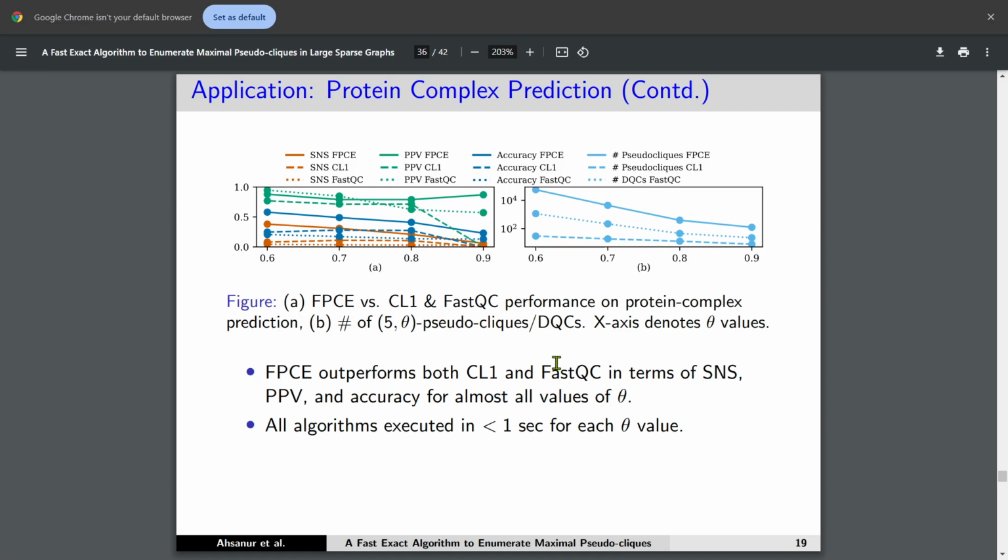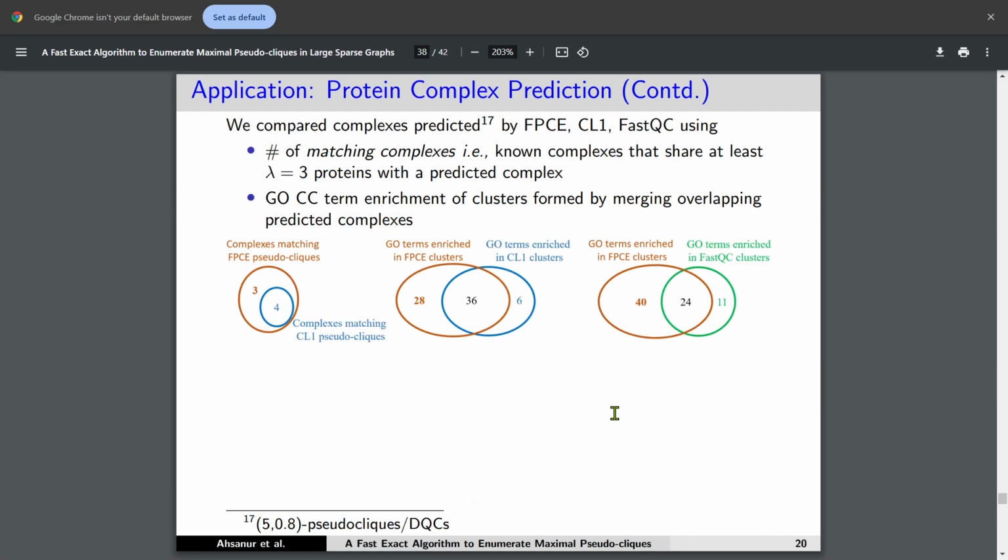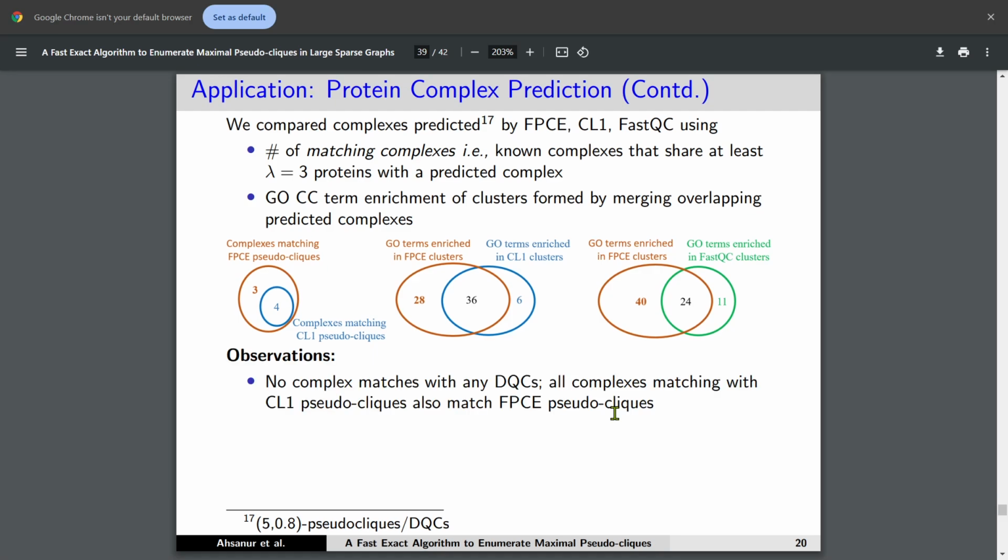Our results show that FPC outperforms both CL1 and fastQC in terms of SNS, PPV, and accuracy for almost all values of theta, while consuming similar execution time. Finally, we compared complexes predicted by FPC, CL1, and fastQC using the number of matching complexes, i.e., known complexes that share at least three proteins with the predicted complex, and via GO-CC term enrichment of clusters found by merging overlapping predicted complexes. We see that no known complex matches with any DQCs, and all complexes matching with CL1 pseudo-cliques also match FPC pseudo-cliques, which shows that they are less useful as compared to FPC pseudo-cliques.